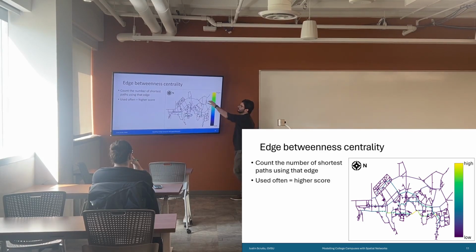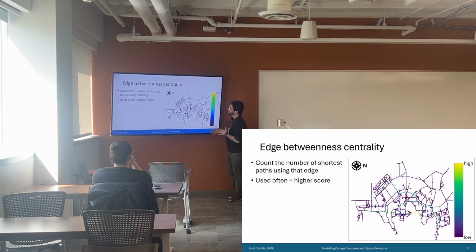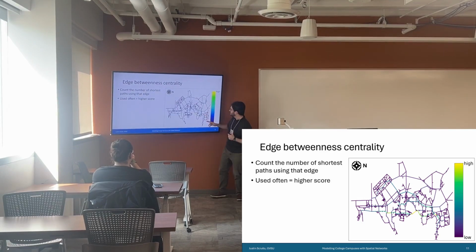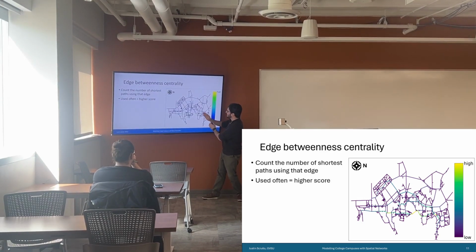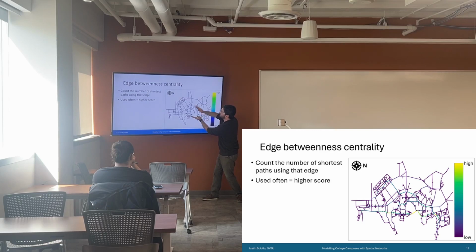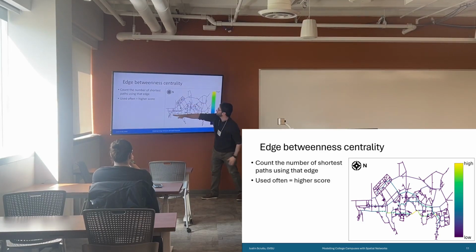So looking here, there are three main lines that you can follow. It's a little hard to see because the lines get a little small, but there's one main path going through here, and it splits off, all the way kind of cutting through campus.